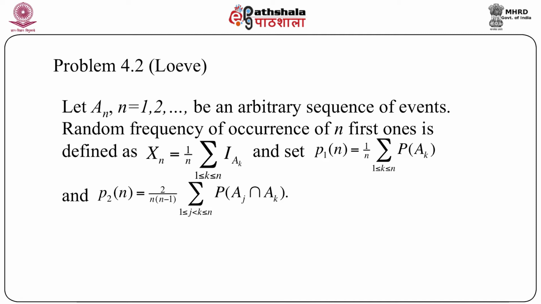That means if Ak occurs, then the indicator of Ak will take the value 1, and if Ak doesn't occur, this indicator will take 0. So the sum over all such indicators will give us the occurrences of Ak. That means how many times A1, A2 and so on occur out of the n events, and the proportion of this is defined as the relative frequency of occurrence in the first n ones.